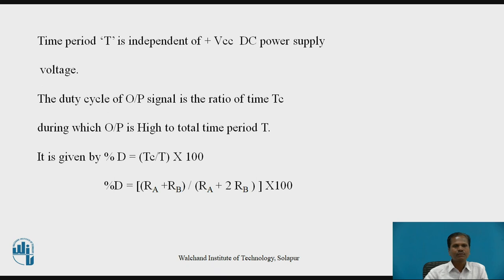We can express the duty cycle of the IC555 timer signal. The duty cycle of the output signal is the ratio of time TC during which the output is at a high voltage level to the total time period of the output signal. It is given by percentage D is equal to TC upon T multiplied by 100, where TC stands for charging time and T stands for total time period of the output signal. So percentage D, the duty cycle, is equal to (RA plus RB) divided by (RA plus 2RB) multiplied by 100.